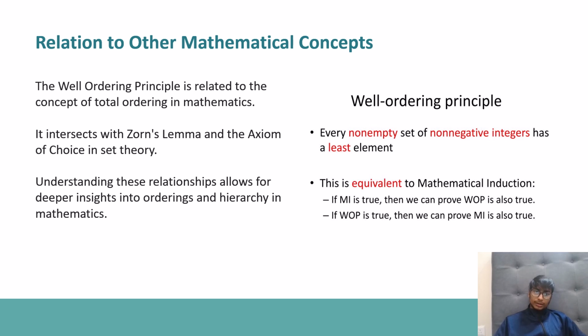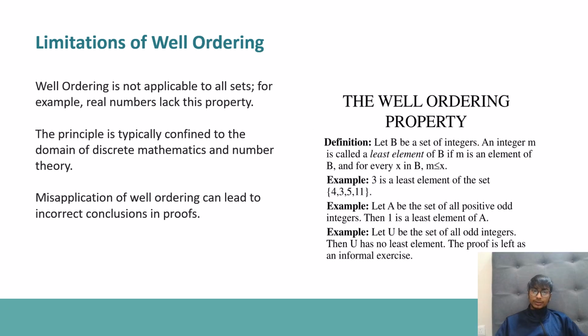Relation to other mathematical concepts: well-ordering connects mathematics to Zorn's lemma and the axiom of choice in set theory. Understanding this relationship allows deeper insight into the ordering hierarchy in mathematics. Well-ordering principle: every non-empty set of non-negative integers has a least element. This is equivalent to mathematical induction: MI implies WOP, and the opposite, WOP implies MI.